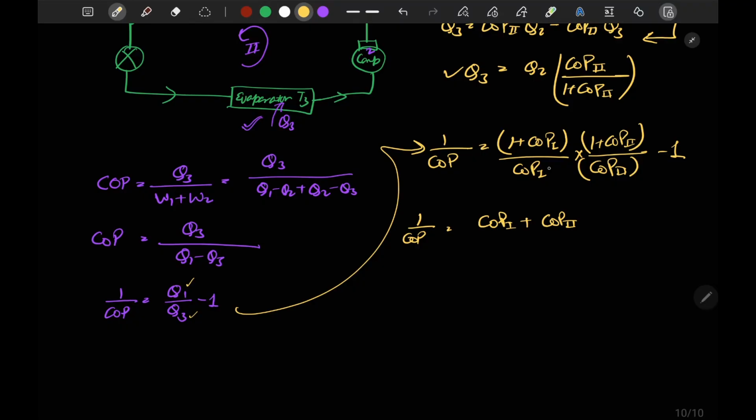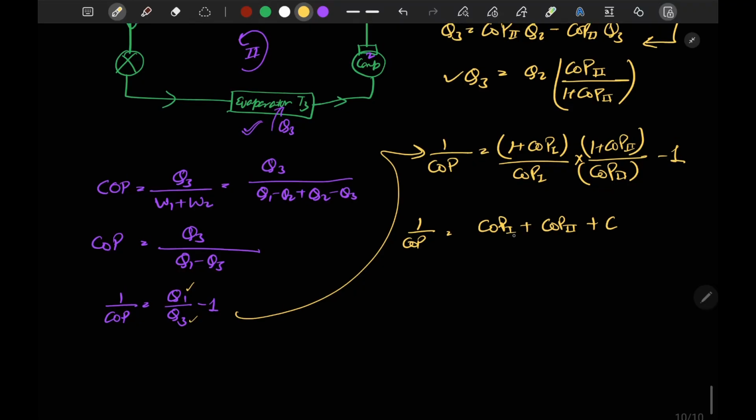and if we multiply it by this, we will get 1 plus COP1 plus COP2 plus COP1 into COP2, and this is minus 1. On taking LCM, both terms will cancel, and here we will get 1 plus COP1 plus COP2 upon COP1 into COP2.